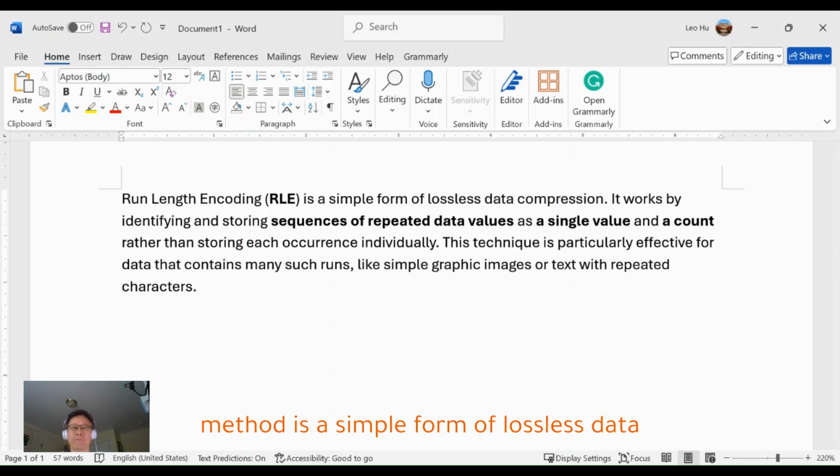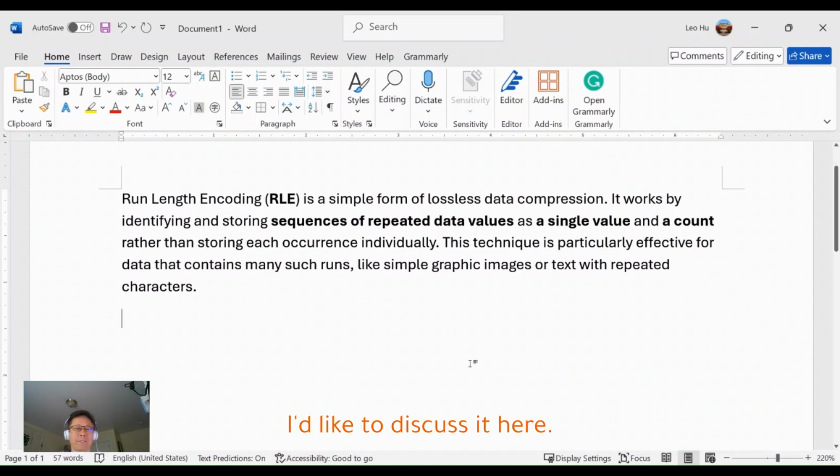This method is a simple form of lossless data compression. It works by identifying and storing sequences of repeated data values as a single value and a count, rather than storing each occurrence individually. So this technique is particularly effective for data that contains many such runs, like simple graphic images or text with repeated characters. Some of you are not quite clear about this method, so I'd like to discuss it here.